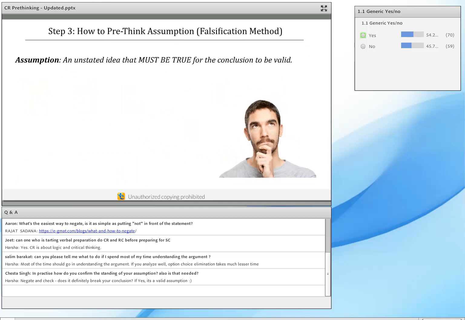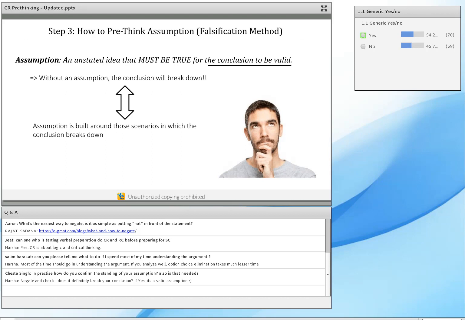Okay. What is an assumption? An unstated idea that must be true for the conclusion to be valid. What it means is that without an assumption, a conclusion will break down. This means that an assumption has to be built around those scenarios where the conclusion breaks down in the first place. Why? Because your assumption is that essential pillar. If you visualize that roof structure, your assumption is that essential pillar that prevents that roof from caving in.